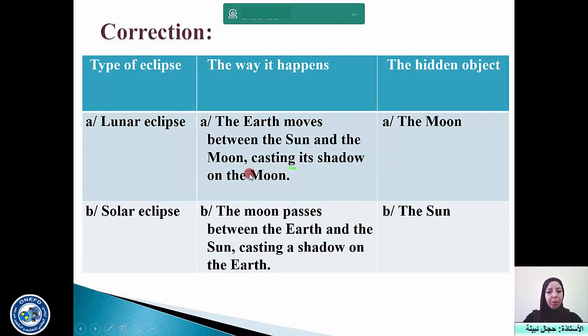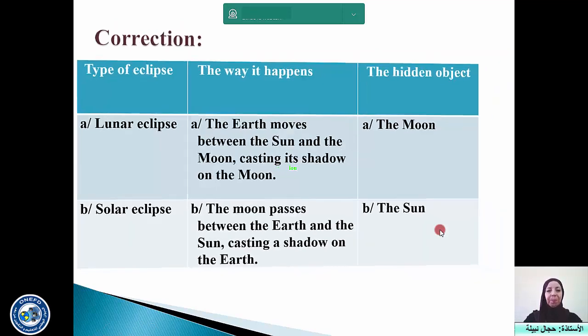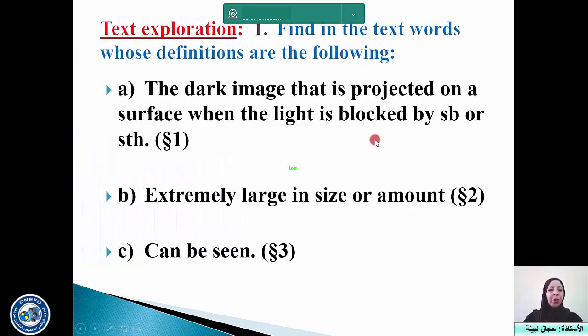Let's see whether your answers are correct. So for the lunar eclipse, the Earth moves between the Sun and the Moon, casting its shadow on the Moon, and the hidden object is the Moon. Whereas in the solar eclipse, the Moon passes between the Earth and the Sun and casts its shadow on the Earth, so the hidden object in this case is the Sun. So we have finished with the comprehension questions.